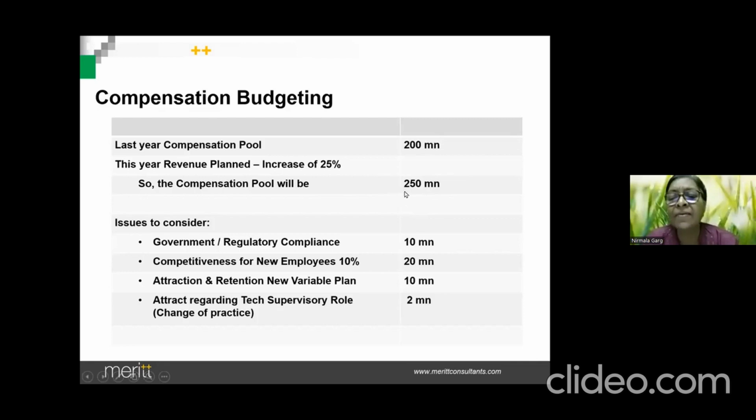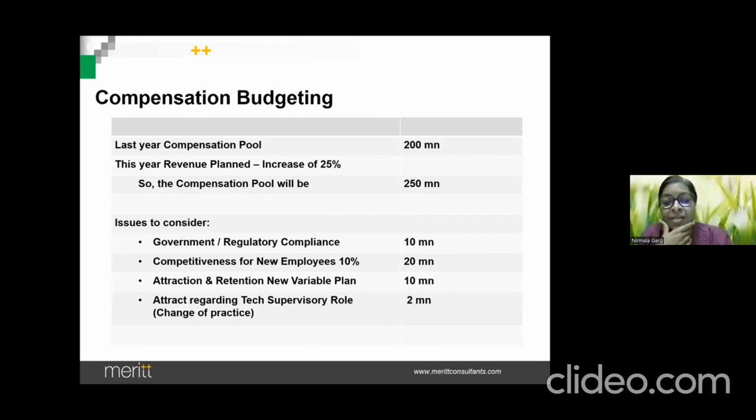Now, say for example, I have arrived at 250 million. Now, typically, what will you do? You just can't say, sir, my budget will be 250 million. Your boss will say, hey, but where will you spend? What will you do? So there are certain line items you need to consider.